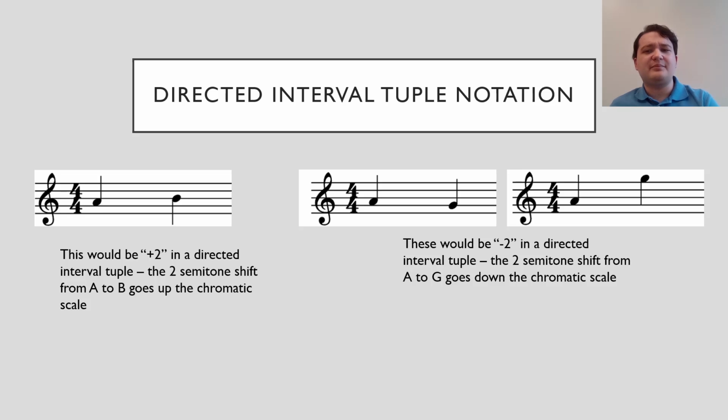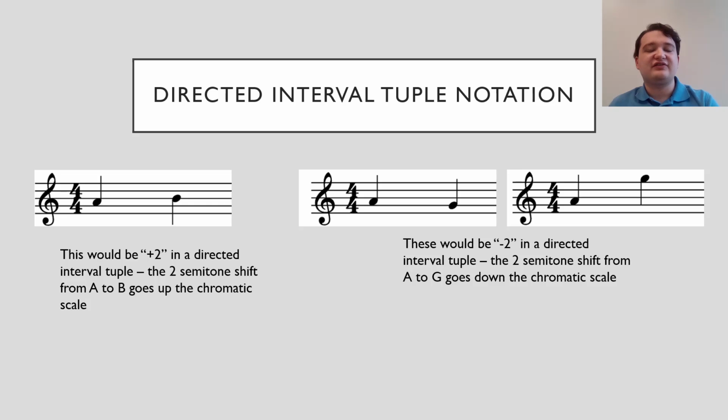A directed interval tuple is similar, but the numbers will be positive if you would have to rise in pitch to reach the next tone, and negative if you would have to lower the pitch. The magnitude is again the smallest number of semitones between two adjacent notes in the 12-tone row.